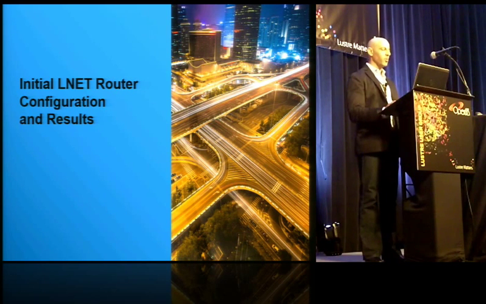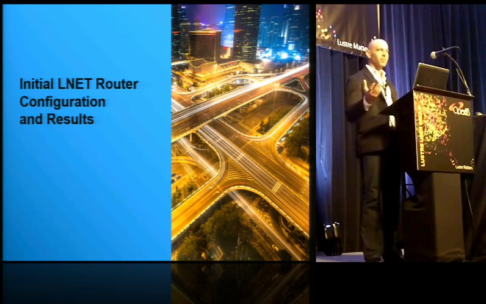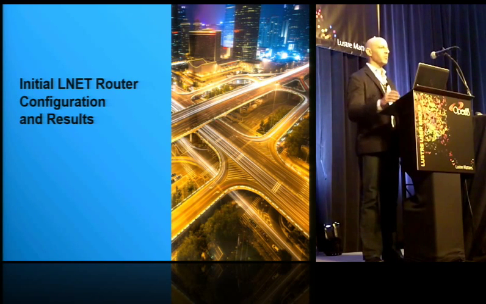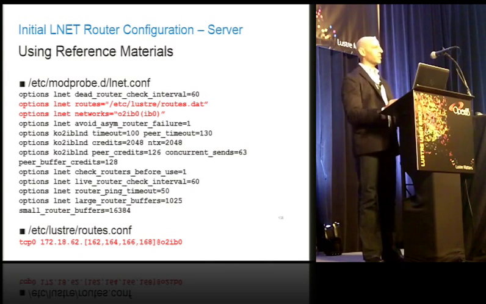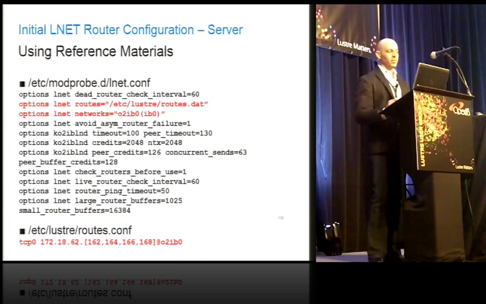Basically, the way I came up with this initial configuration was by leveraging reference materials and then applying that to a test. The reference materials are what is indicated in red and bold. Bold is what's consistent across all clients, and red is what's different. On the server side, I've modified two files: the /etc/modprobe.d/lnet.conf and the /etc/lustre routes file.